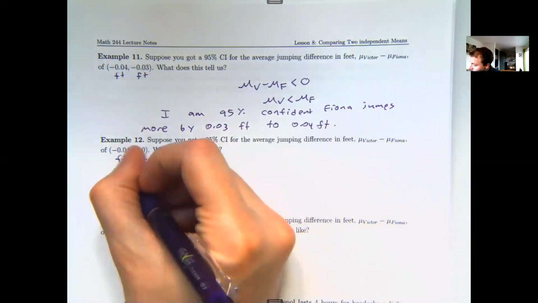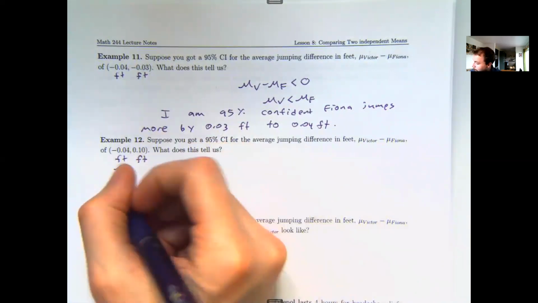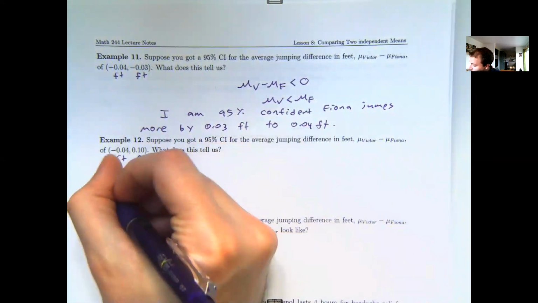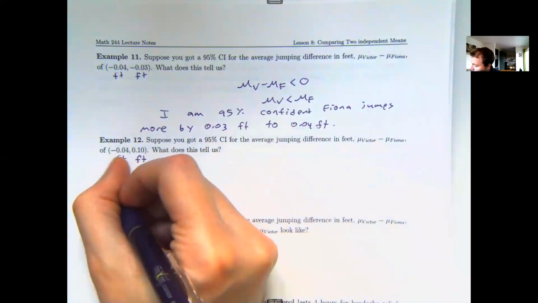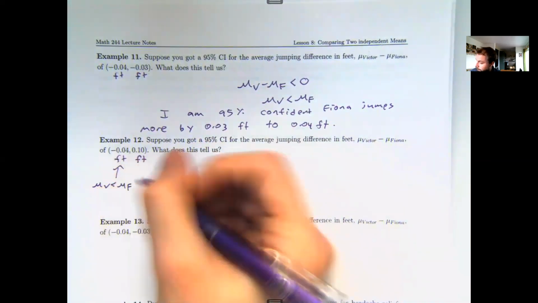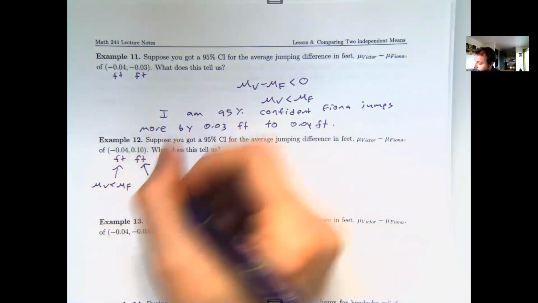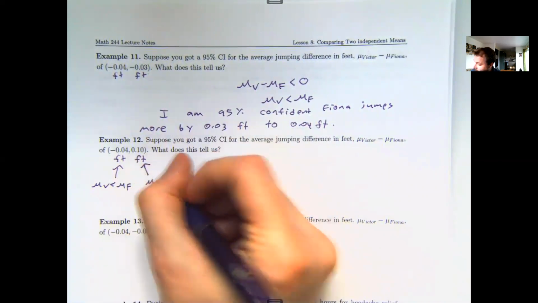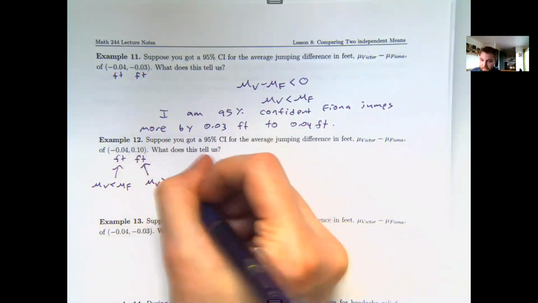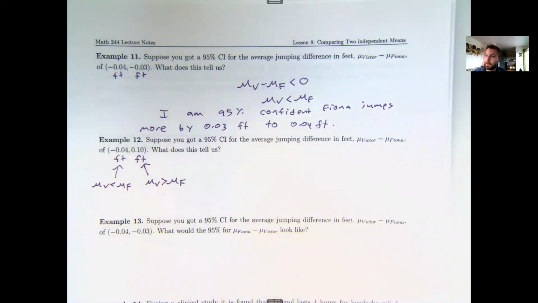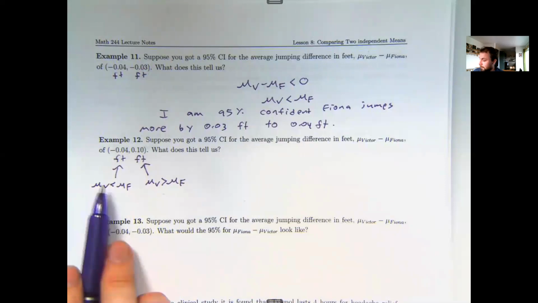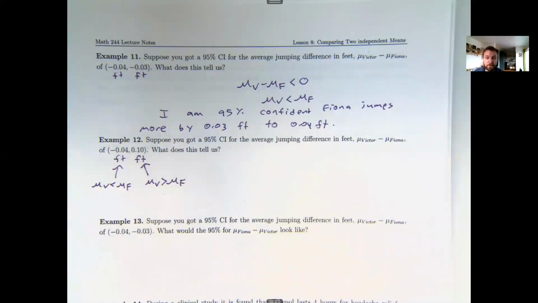This one's a little bit trickier because this is a negative number. And we saw in this last case that this negative number tells me that Victor is worse at jumping than Fiona. The positive number, though, this tells me the complete opposite. This tells me that Victor could be a better jumper than Fiona. And now I'm all over the place because I have situations where Victor is worse. I have situations where Victor is better.